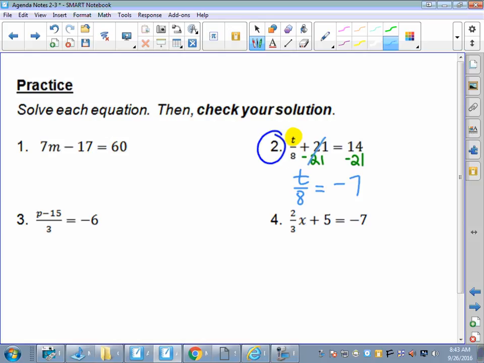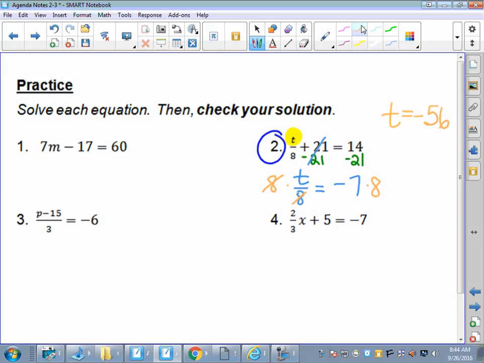Once you do that, we know to get that t by itself, we're going to multiply both sides by 8. So when I do that, those cancel out and I'm left with t equals negative 56. I just want to mention the check step.